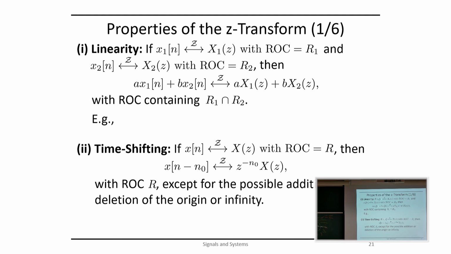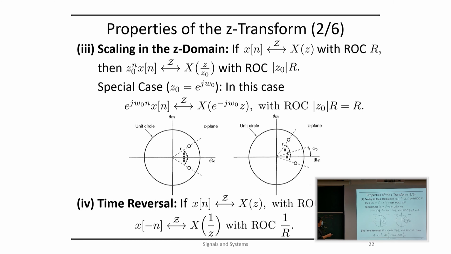So then we can look at some properties of the Z transform. And again, all of these properties we already talked about multiple times, right? All these properties we talked about for continuous time transforms, for discrete time Fourier transforms, for Laplace transforms, and now for Z transforms. Everything is the same. So we have things like linearity, time shifting, scaling in the Z domain, time reversal, and so on and so forth.